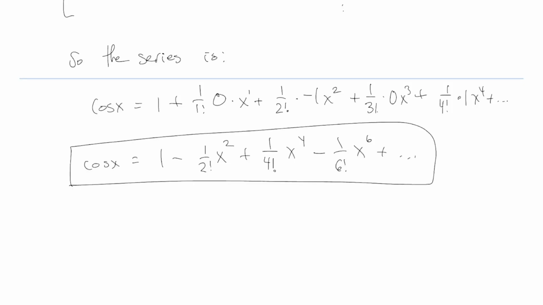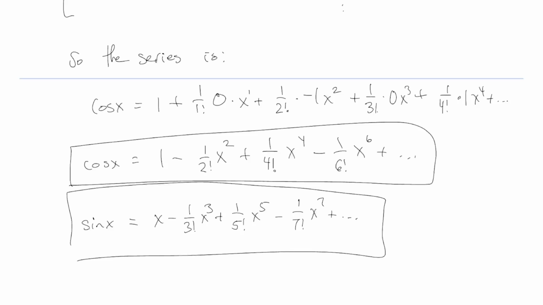It is, again, alternating signs. Maybe I'll just write them next to each other so that we can compare. The sine is x minus 1 over 3 factorial x cubed plus 1 over 5 factorial x to the 5 minus 1 over 7 factorial x to the 7. Right? These are the Taylor series for sine and cosine. They are similar in that they alternate plus minus signs, and the exponents, the degrees, always go up by 2. So cosine has all the even powers, sine has all the odd powers.